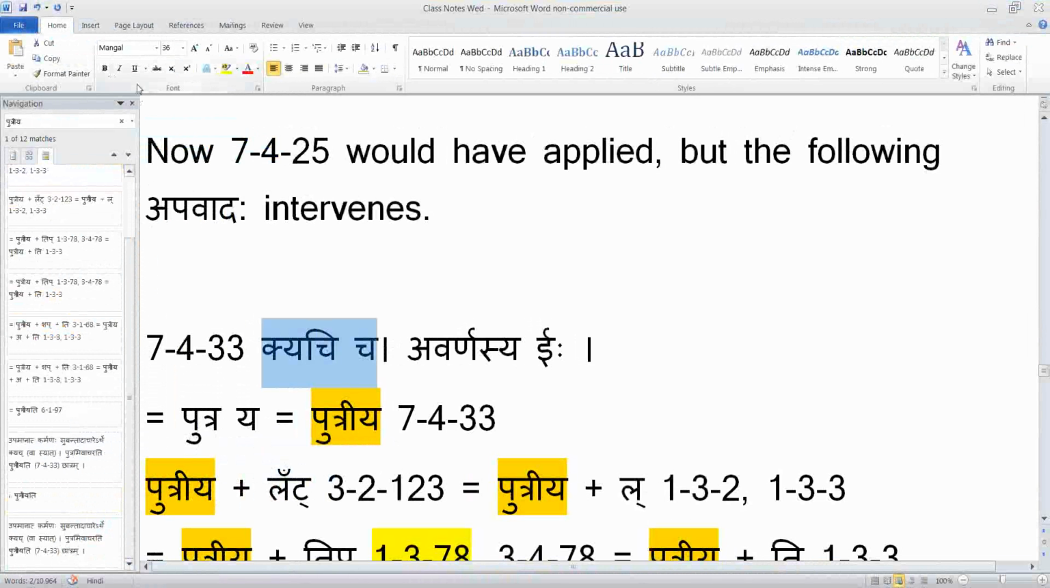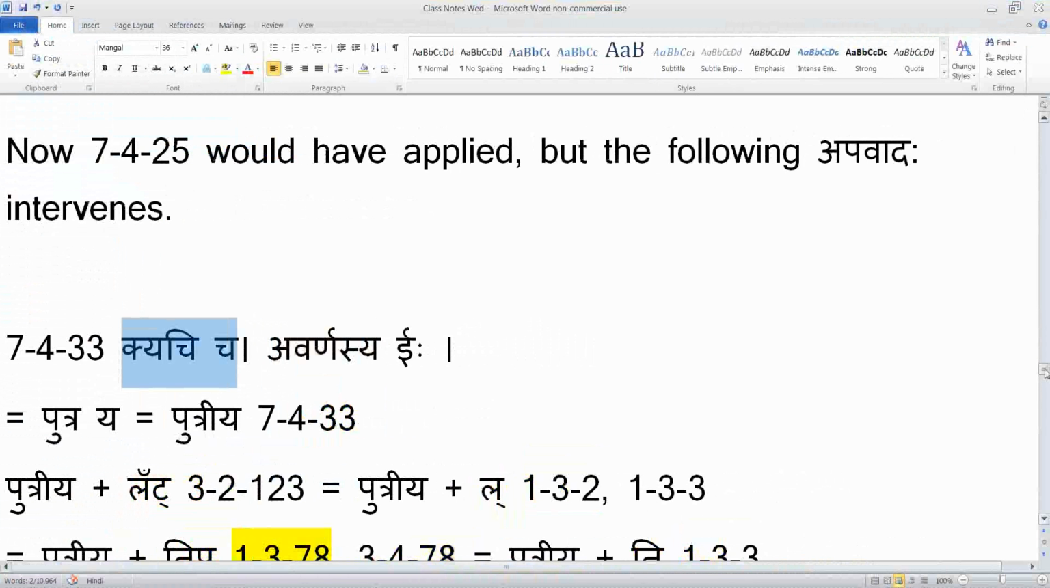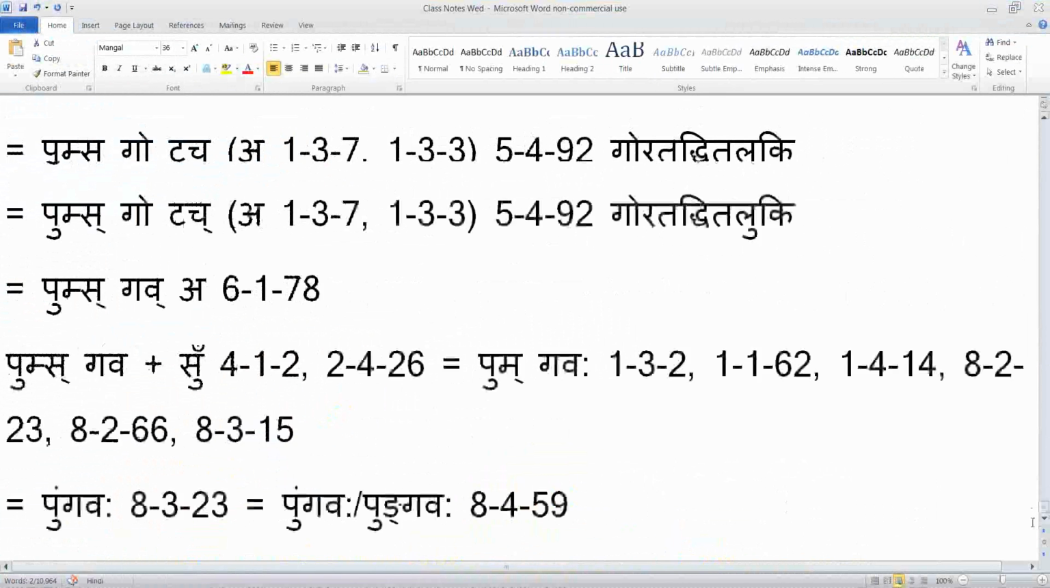Let me go down this document. I have to find a way to navigate this document faster, but anyway.